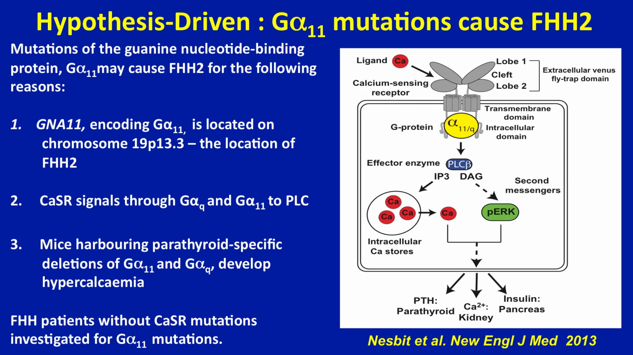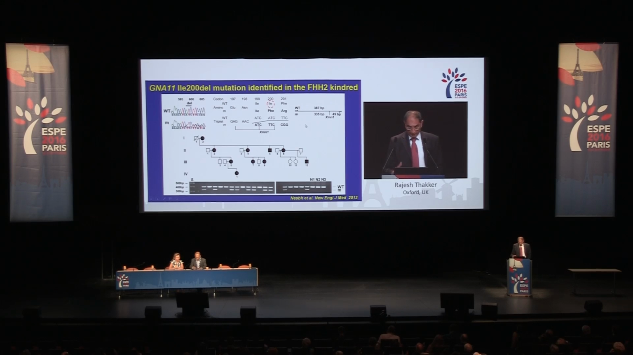But the other thing is this calcium sensing receptor signals through G alpha 11. Well, you can say, that's the next thing in line. Surely that's got to be it. And also, mice harboring parathyroid-specific G alpha 11 and G alpha Q mutations developed hypercalcemia. So we thought this has got to be a strong candidate for this, and we had the family from Salt Lake City and sequenced that, and indeed we found a mutation.